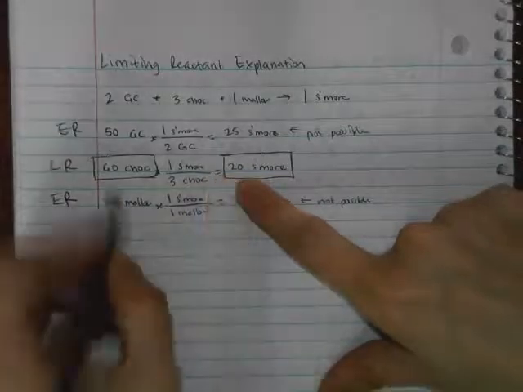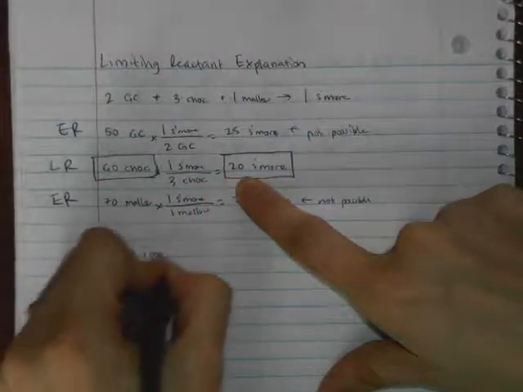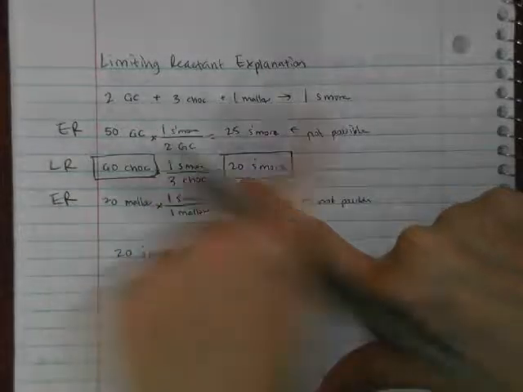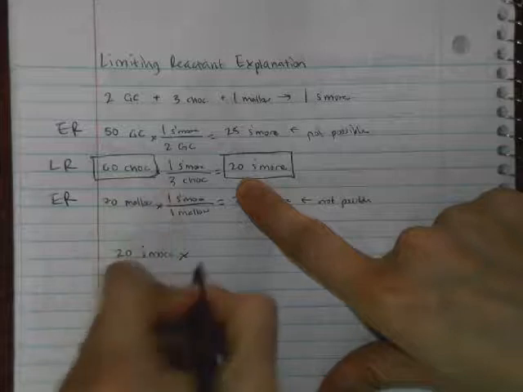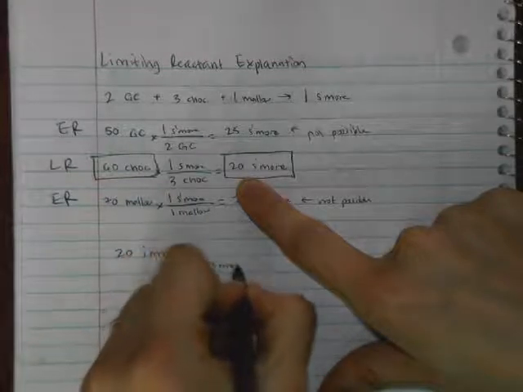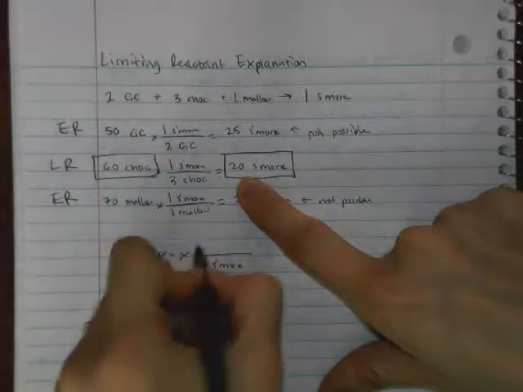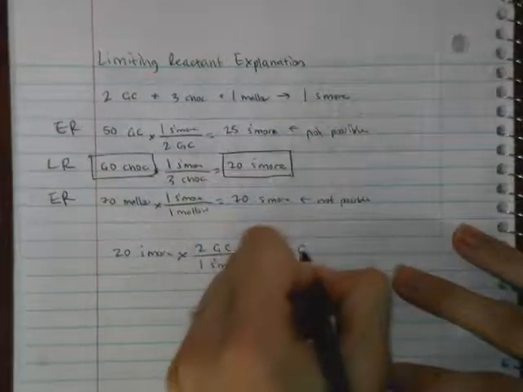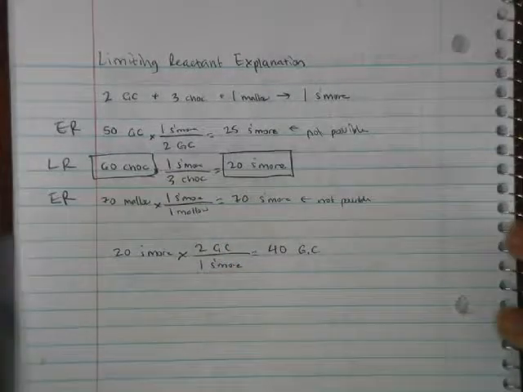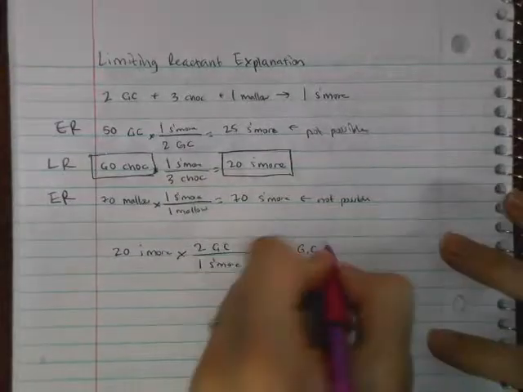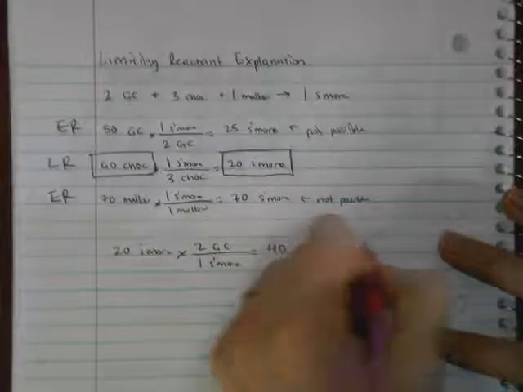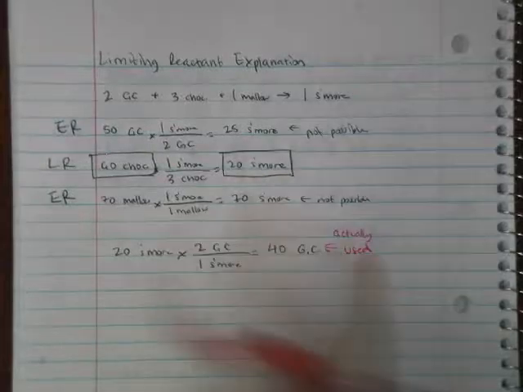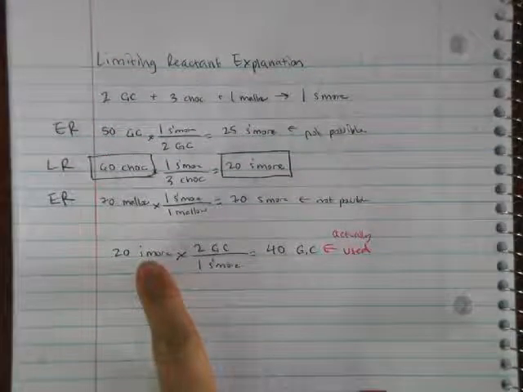I know that I will make 20 s'mores. Okay? And in order to make a single s'more, according to my equation here, I need 2 graham crackers. So for every 1 s'more, that's 2 graham crackers. Okay? So that's 40 graham crackers. This quantity right here is how much graham cracker I actually used, I'll even write that in, actually used to make my 20 s'mores. Okay?